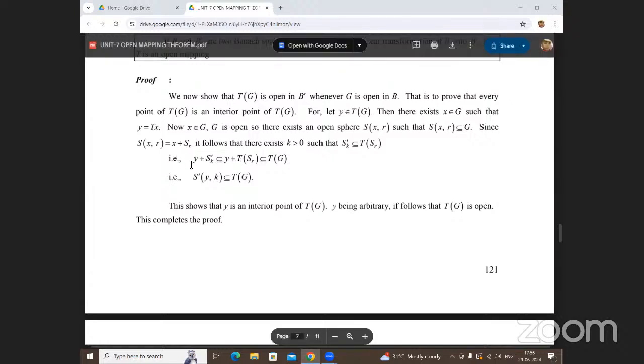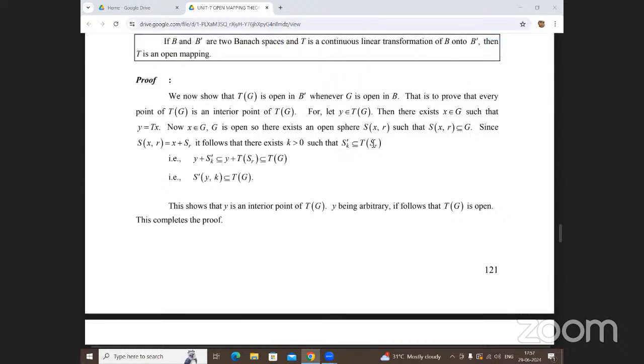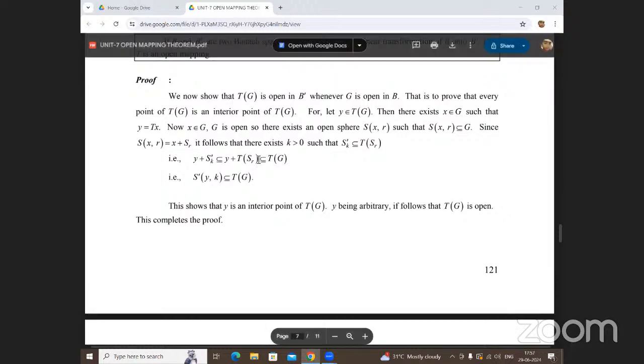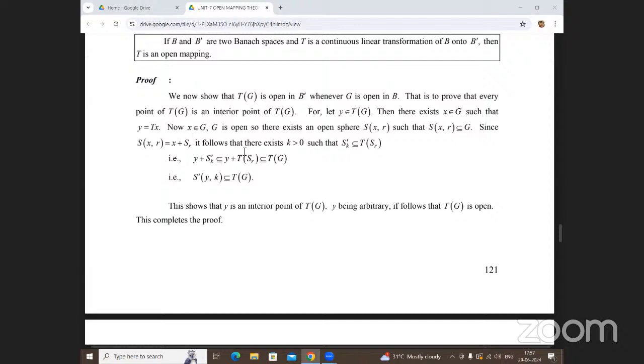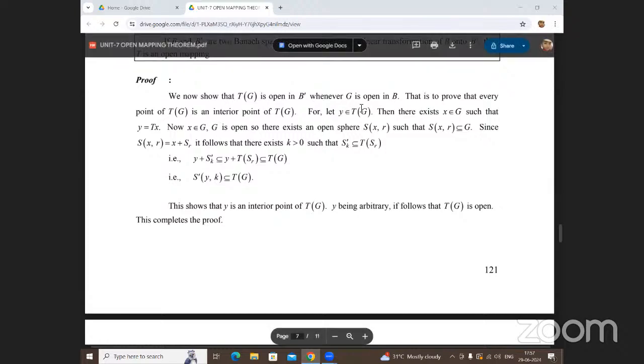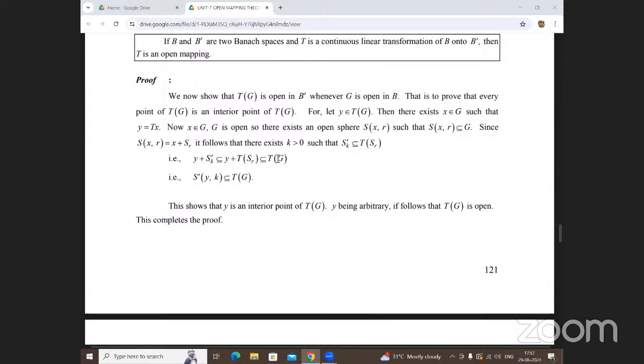So adding on both sides Y plus SK dash, this element Y plus SK dash contained is equal to Y plus T of SR. So this element is also represented as contained in T of G, because T of G means Y is one of the interior elements. So that's why this element is represented as T of G.